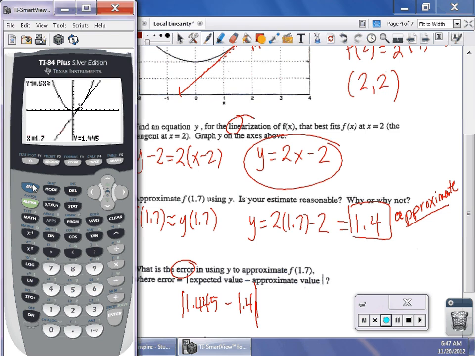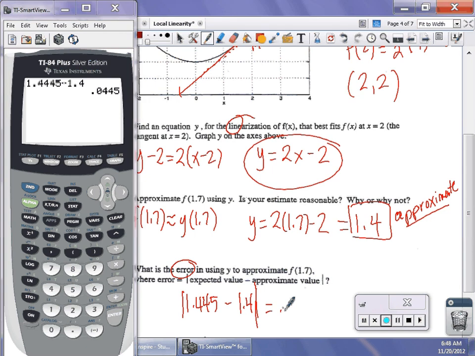So if we go back to the home screen, 1.445 minus 1.4 gives us an error of 0.0445. In other words, there's not much error. There's not much difference between those values. So the equation of the tangent line could approximate y values very, very close to the point of tangency.